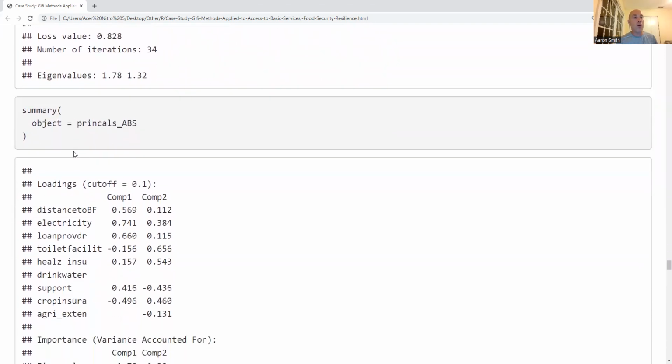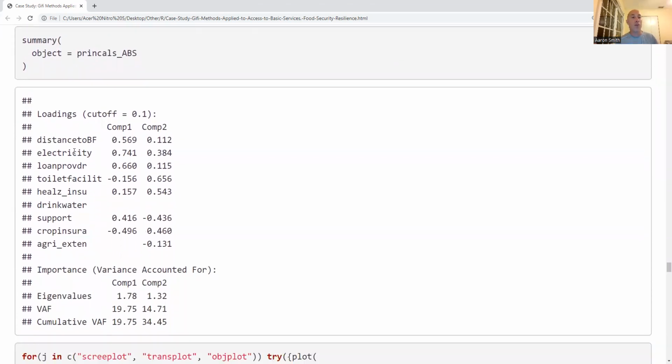Now, something that's nice here is that the PRINCALS gives us our loadings, and they do not print smaller loading values. So notice that drink water is omitted from both of these, and the agriculture one is also omitted. So how do I interpret this? Once again, it's going to be electricity and loan provider, distance to BF, then support, hey, this looks familiar, and then crop insurance going in the opposite direction.